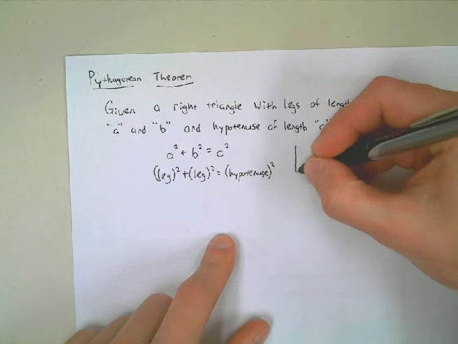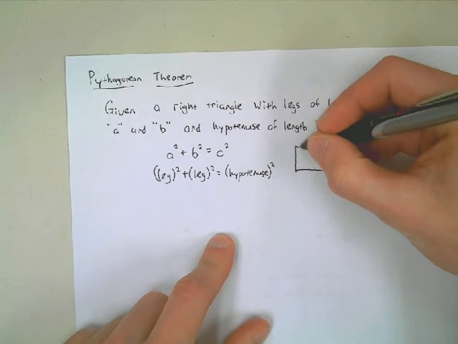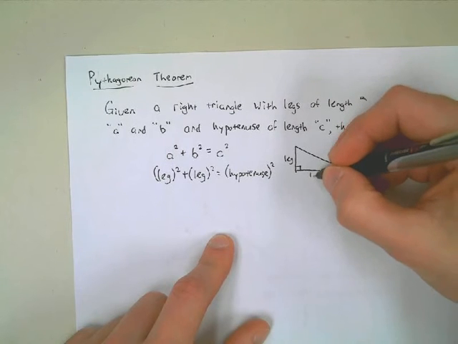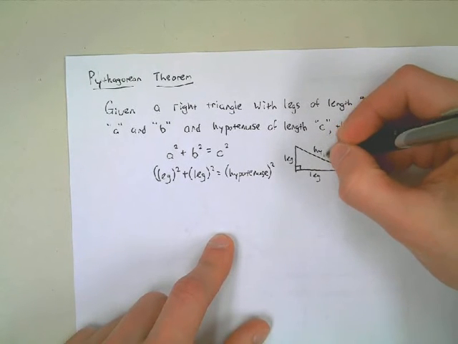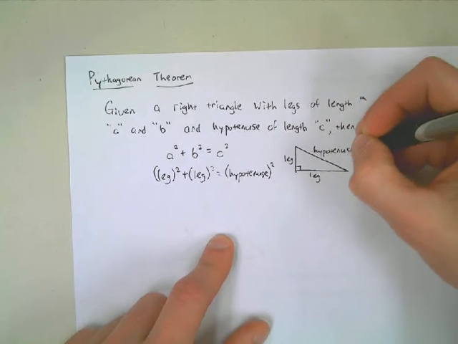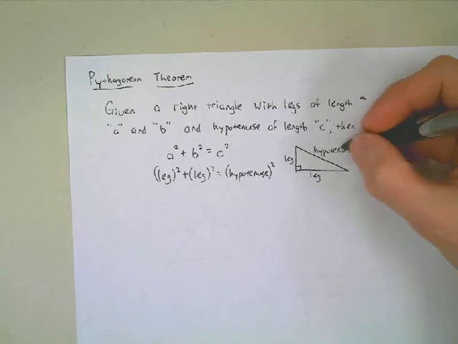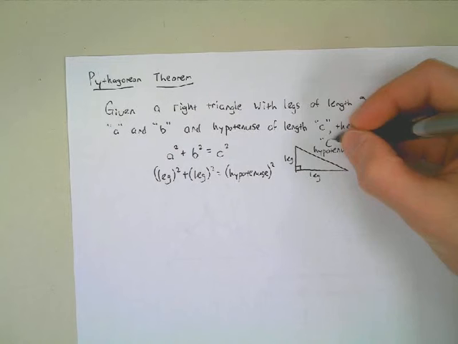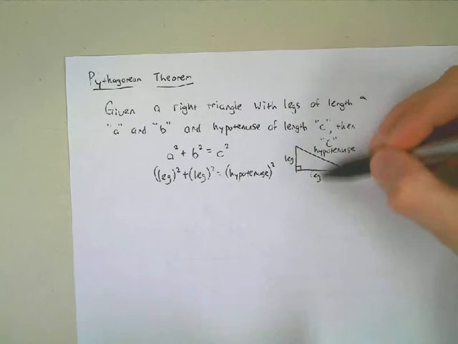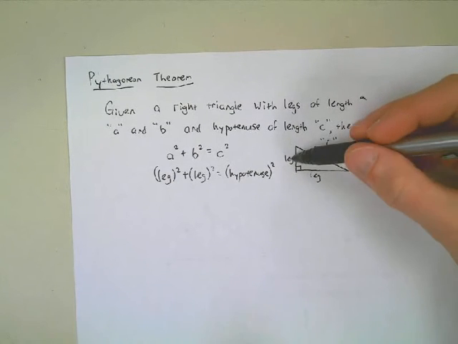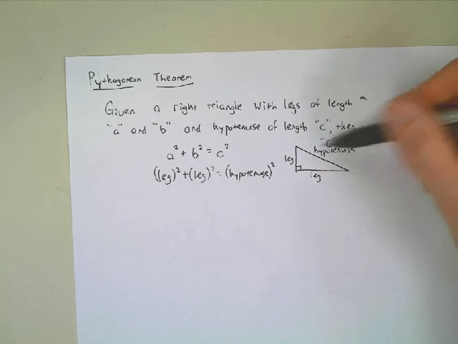Would it also be side squared plus side squared equals angle squared? No, there's no angles in this one. It's a right angle, right, but they're not in the formula, I mean. So, legs, hypotenuse. Since this side's the hypotenuse, that's got to be our C. These two legs, though, it doesn't matter which one you call A and which one you call B. Your choice. So you can say that's A, that's B, or that's A, that's B. But the hypotenuse must be C.